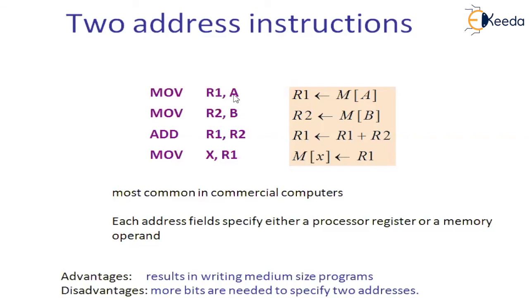Move R1 comma A. A will be transferred to R1, a processor's register. B will also be transferred to another processor register. I told you that anytime you want to update a variable, it should get transferred to a processor's register, and then it is much easier to update this processor's register. When you perform add R1 comma R2, then A and B will get added. Finally, the value is available in R1. The value should get transferred to X. This is how the two address instructions look.